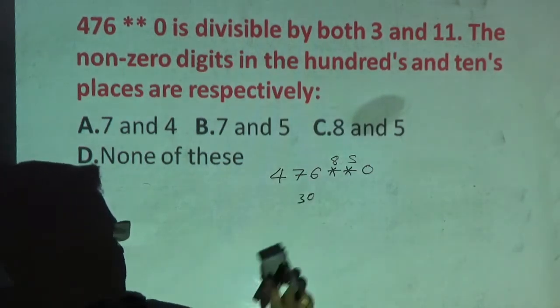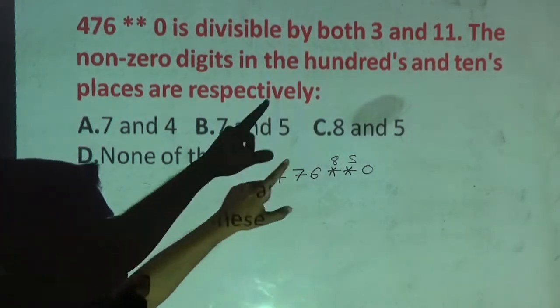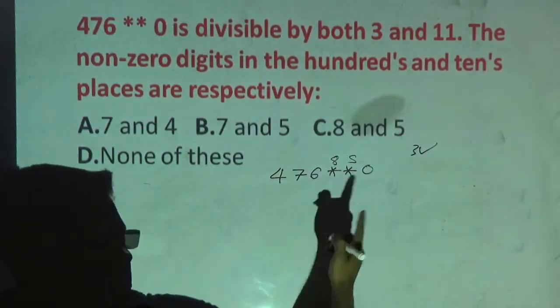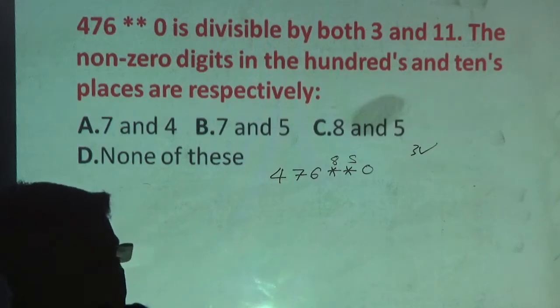But this number should be divisible by what? 11 also, not only 3. They are asking it should be divisible by both 3 and 11. Yes, it is divisible by 3, so I can divide this number by 3. Now I check divisibility by 11.